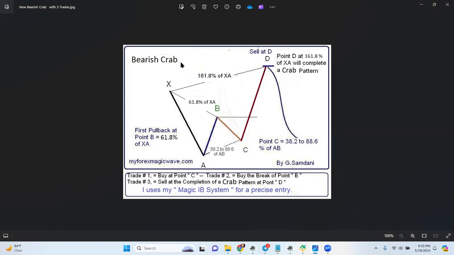So the calculation is for a 61% B point, and the D point is 161%. So it's from 61 to 161, and the C point is in between A and B. So that's how it is.